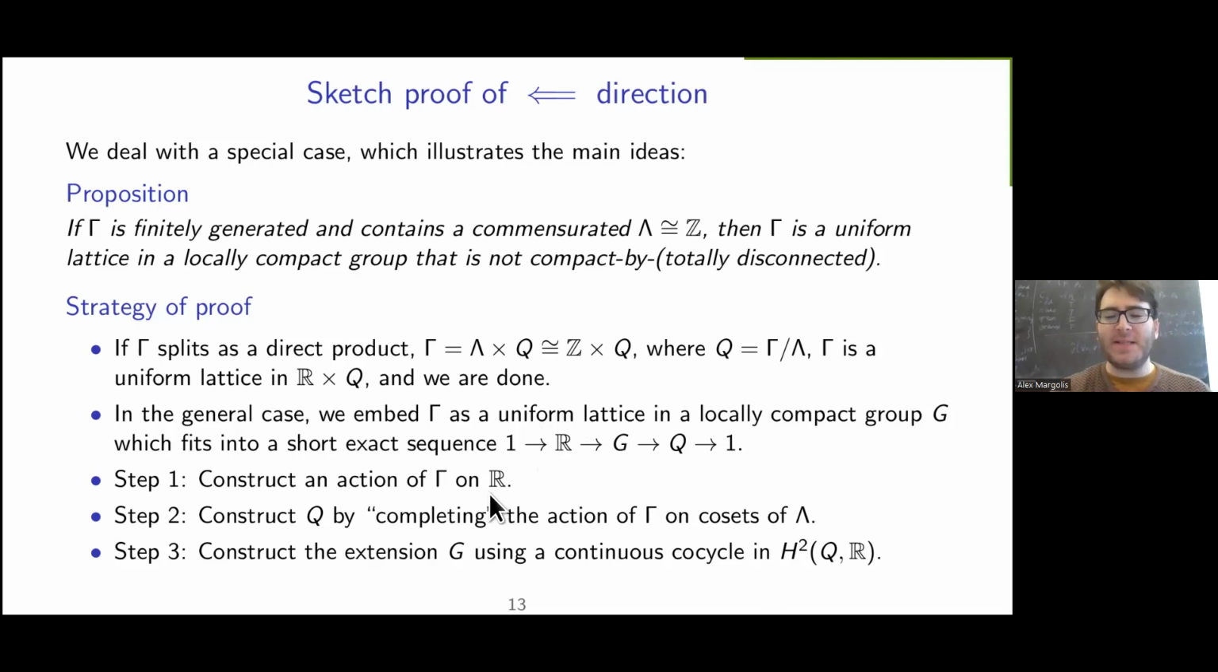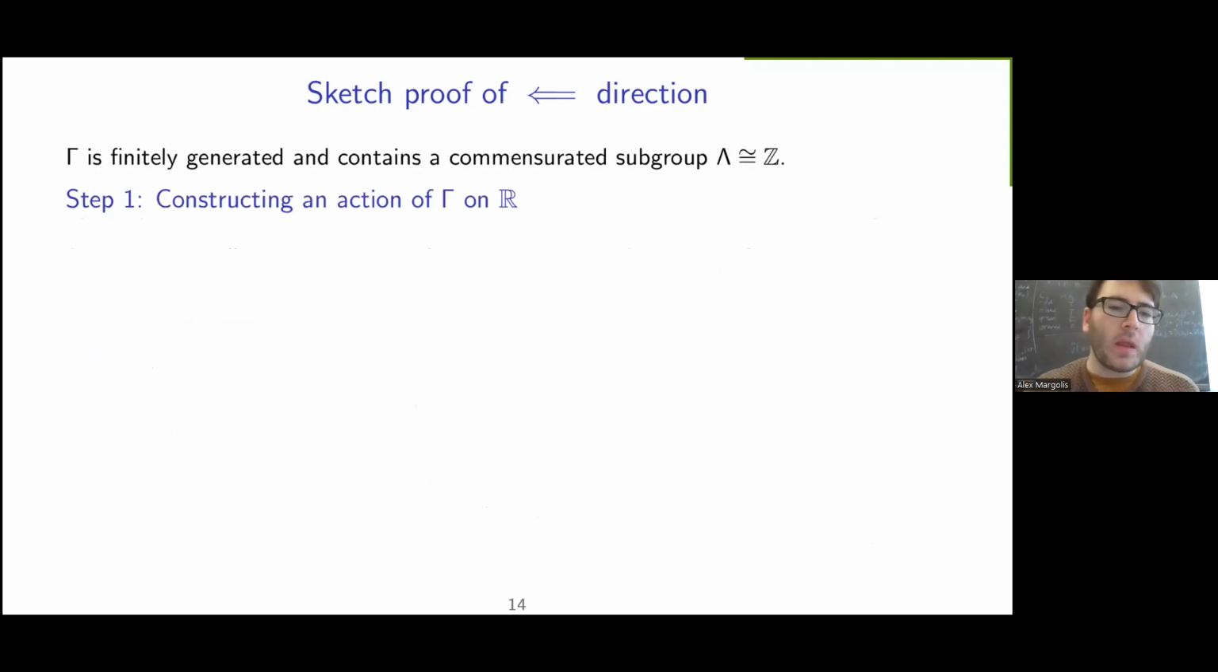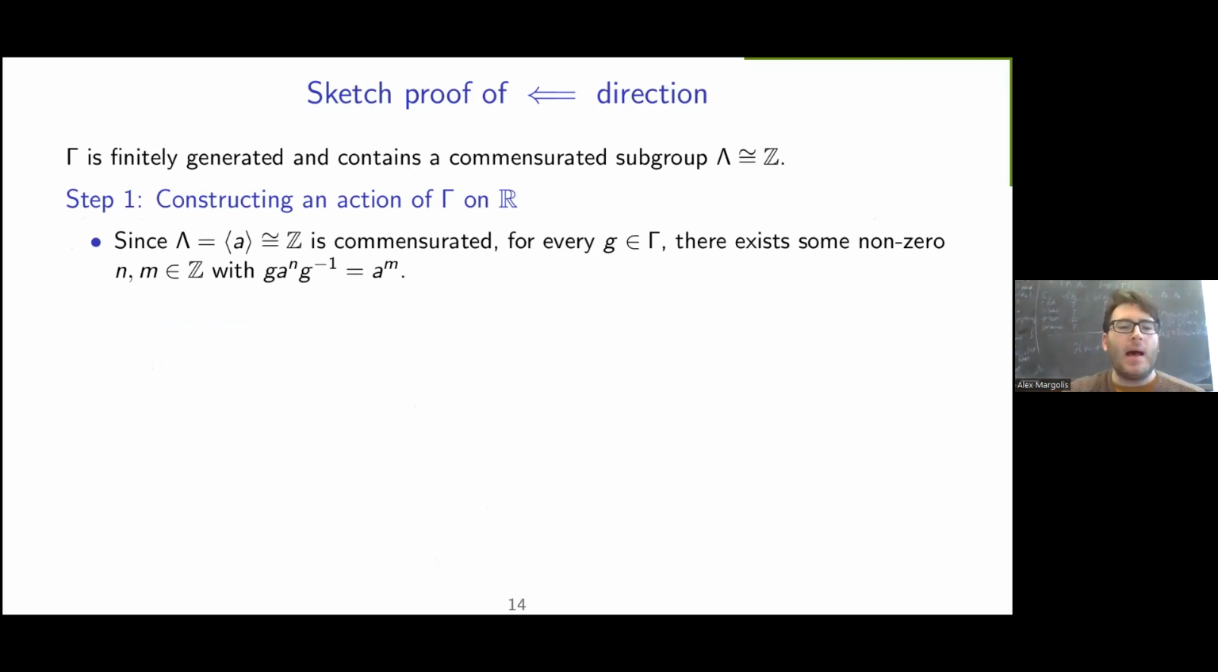And step 3 is a little bit technical, and I'm not going to say anything more about that, but I'll just briefly elaborate on what goes into steps 1 and 2. So for step 1, recall we have a finitely generated group gamma, and it contains a commensurated infinite cyclic subgroup lambda. And let's assume lambda is generated by some element A.